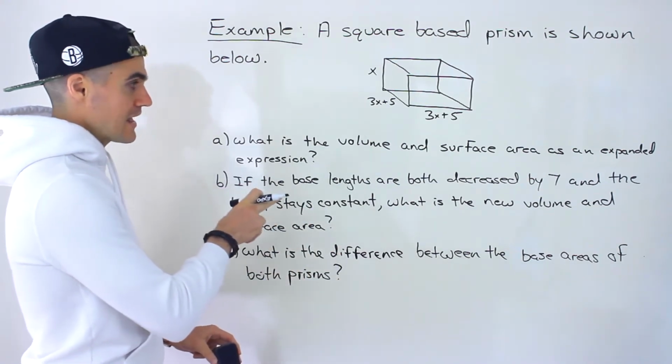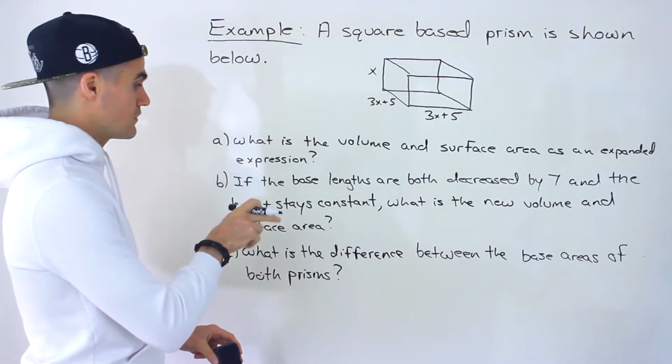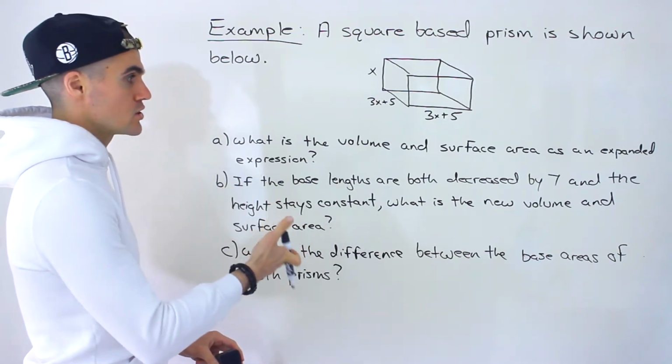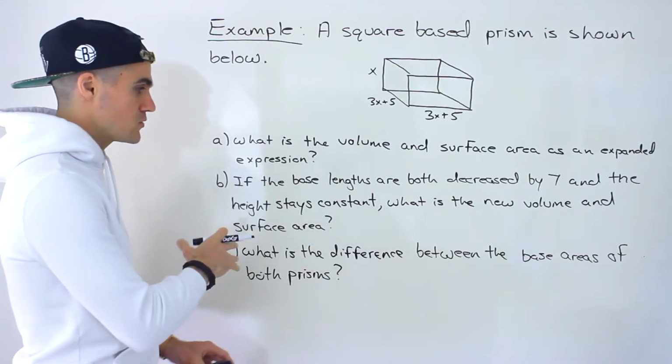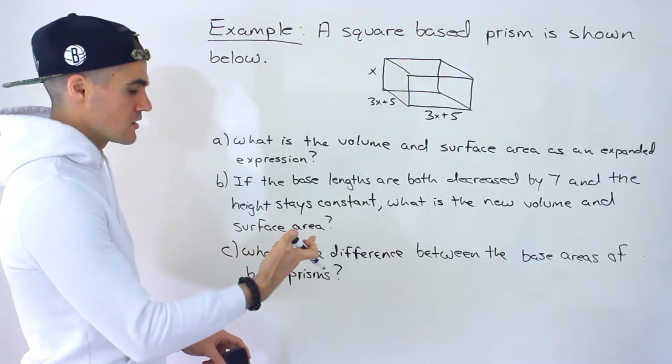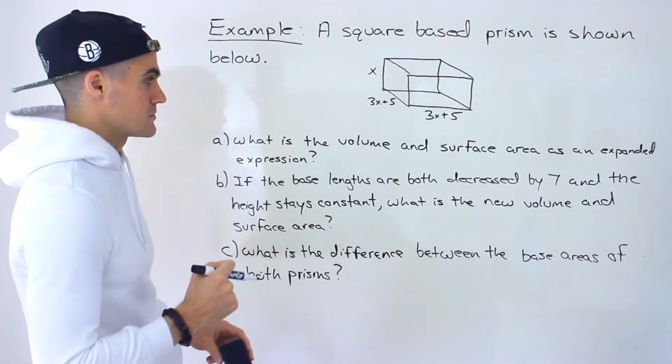Part B, if the base lengths are both decreased by 7 and the height stays constant, what is the new volume and surface area? And then part C, what is the difference between the base areas of both prisms?